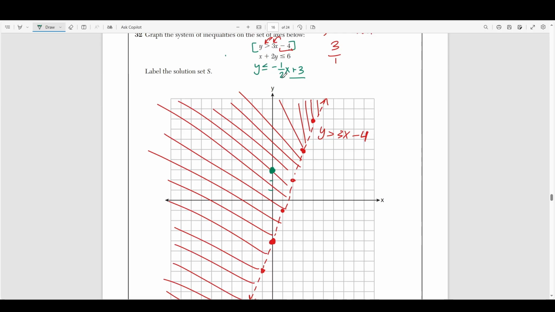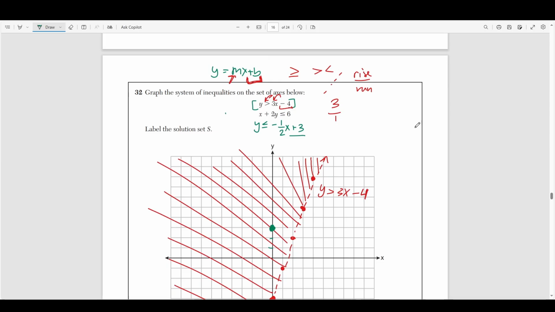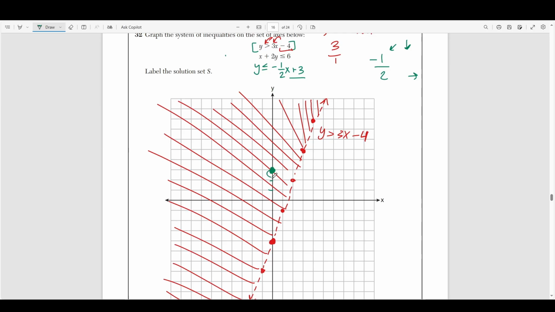Now, remember our rule with slope, right? It's rise over run. So here, negative 1 over 2. So my rise is negative 1, which means I go down by 1 and to the right by 2. So from this point, I'm going to go down by 1 and to the right by 2. Right here, down 1, right by 2, down 1, right by 2. Okay, and I'm going to do that in the opposite direction to get the points above.